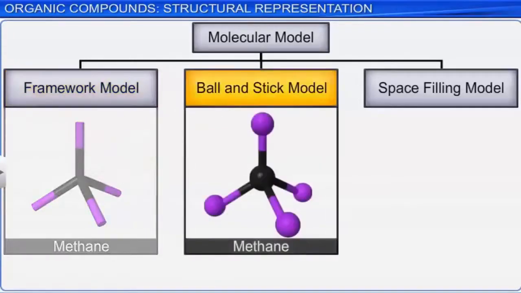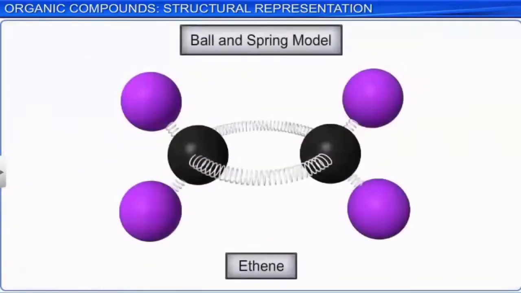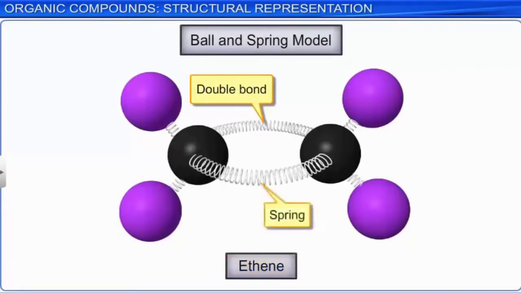In the ball and stick model, both bonds and atoms are shown. The balls represent atoms while sticks represent bonds. Compounds containing a double bond, as in ethene, are represented in a different way. In place of a stick, a spring is used to represent the double bond. Hence, this type of model is called ball and spring model.